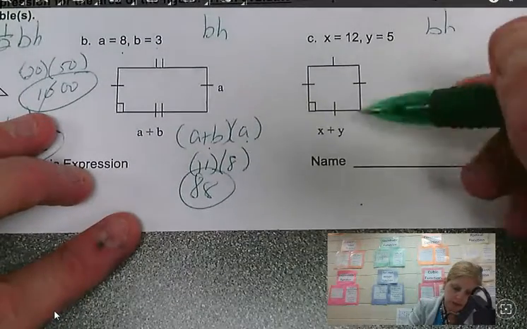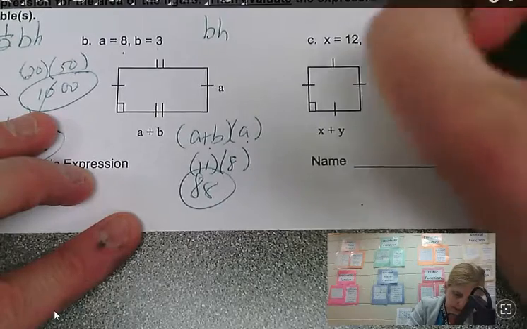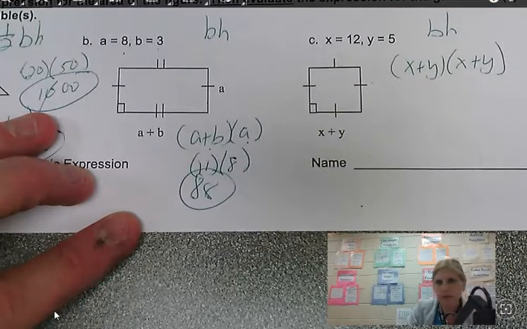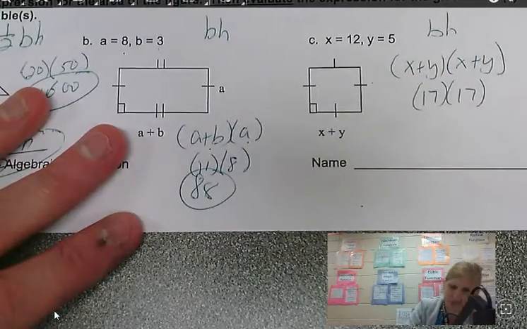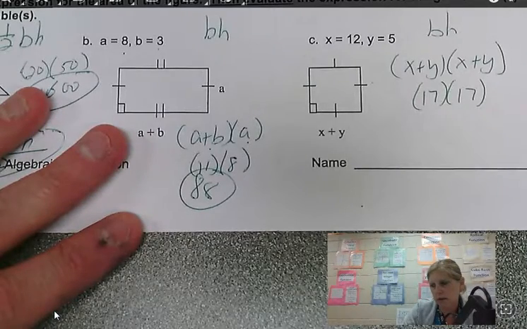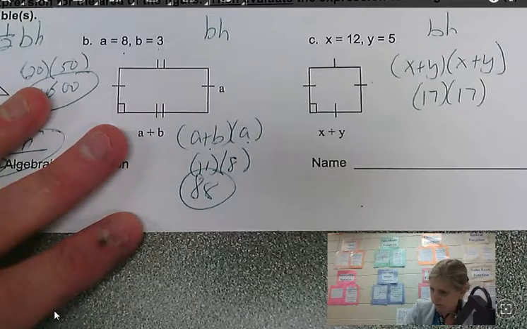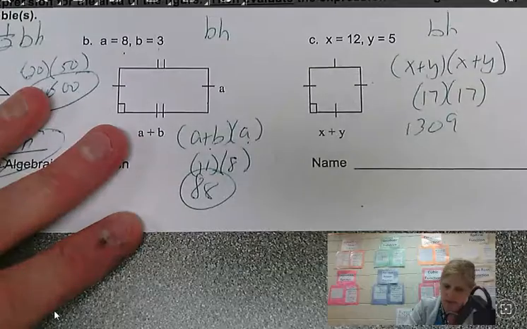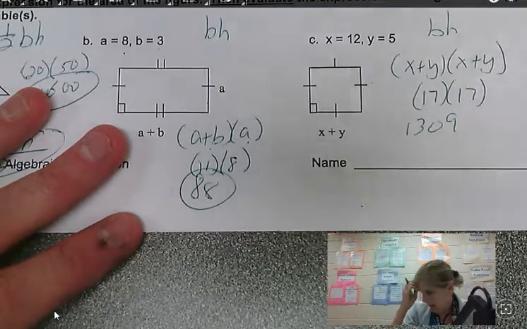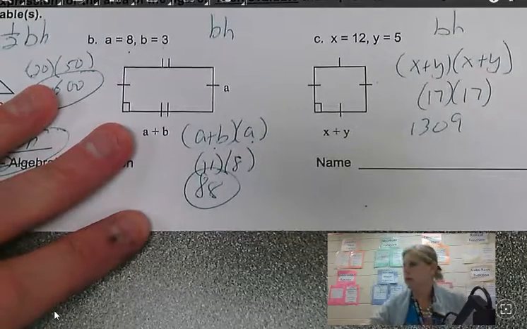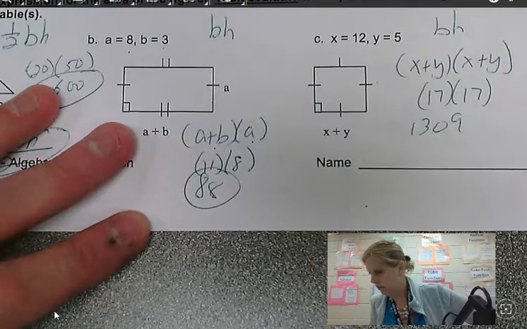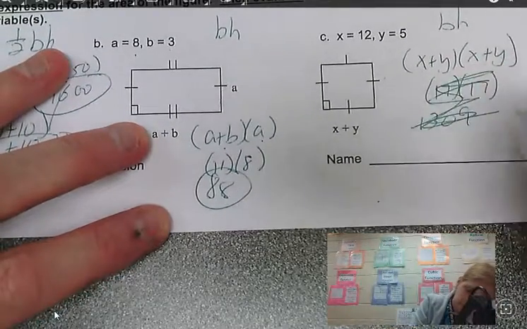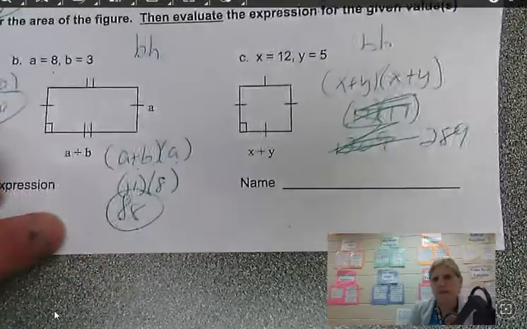This one, it's a square, so we know it's the same. So x plus y times x plus y. Well, 12 plus 5 is 17. So what is 17 times 17? Is it 1,309? Is that what I got? So something's not right on that. Let's see. Oh, 289. How did I get that? I don't know. 289. I don't know what I just did. All right, so it's 289.